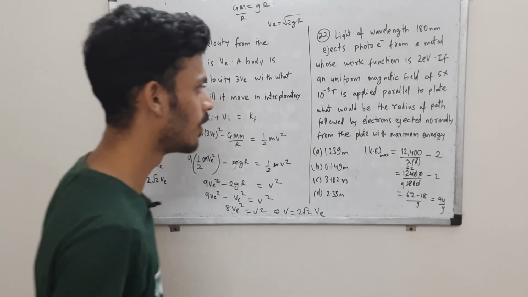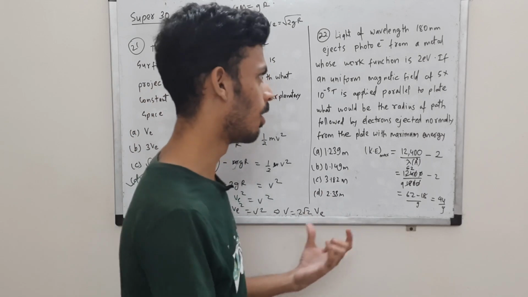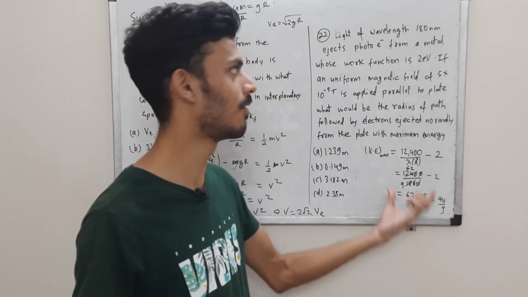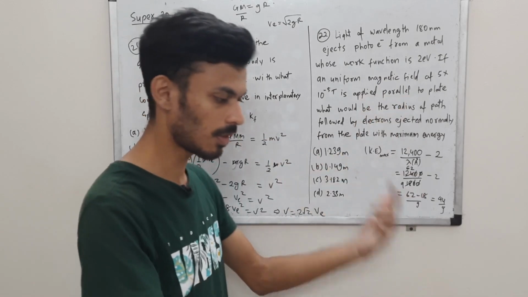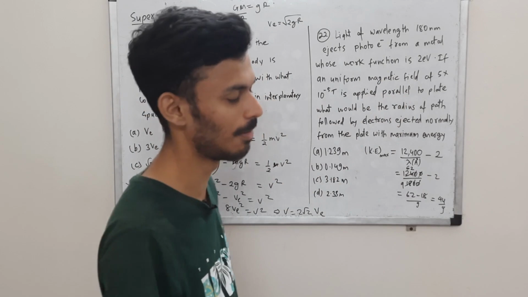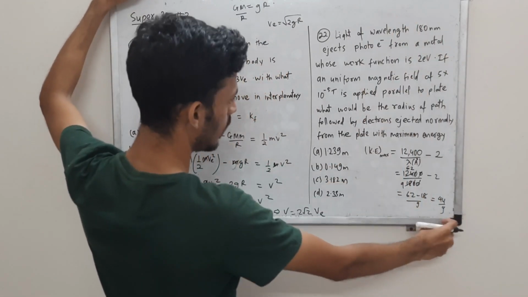Now I'll just tell you the way. I know it is calculative. I chose this question because it is a composition of two concepts, right? This is your photoelectric effect, and this is the motion of a charged particle in a magnetic field. Okay, so here we have found the kinetic energy.